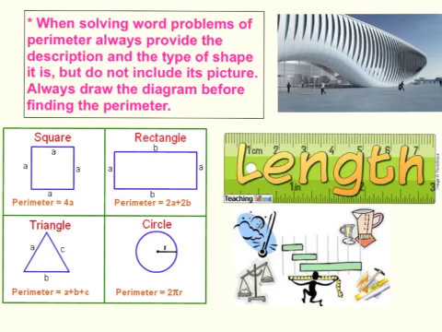When solving word problems of perimeter, always provide the description and the type of shape it is, but do not include its picture. Always draw the diagram before finding the perimeter. As you can see, square A, so its perimeter equals 4A. Rectangle, its perimeter equals 2A plus 2B. Triangle, it will be A plus B plus C. However, circle is totally different, which is perimeter equals 2 pi r.